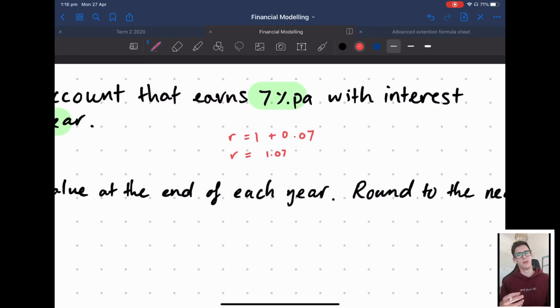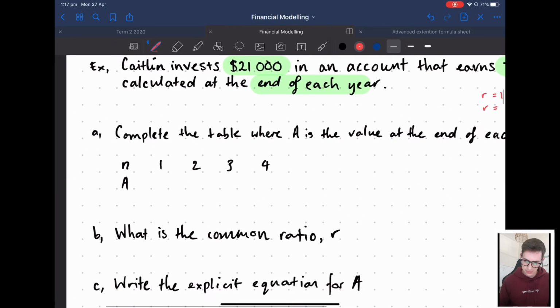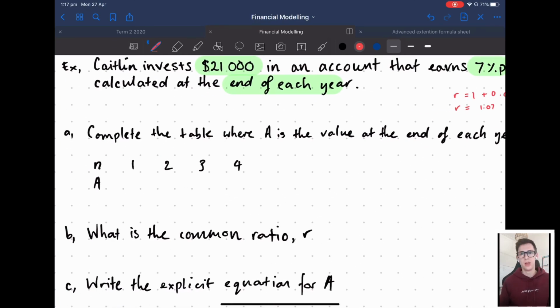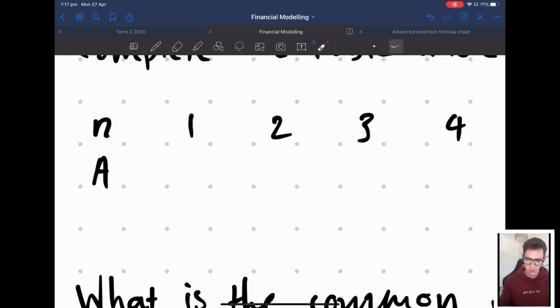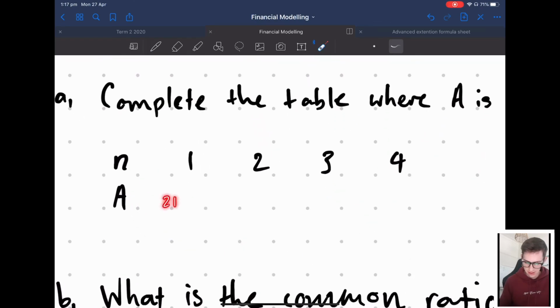So that's a really common way to scaffold these geometric application questions, where you need to consider it's the amount plus interest, so adding that on. Okay, so let's fill in the table. The first spot you're going to be filling in is just here, and that would be our A, so our 21,000. Yeah, 21,000 multiplied by 1.07.